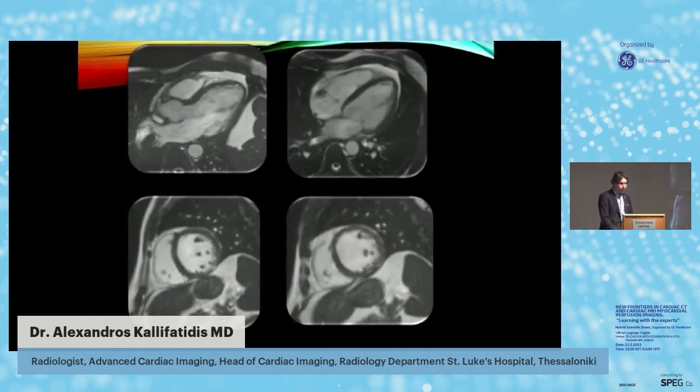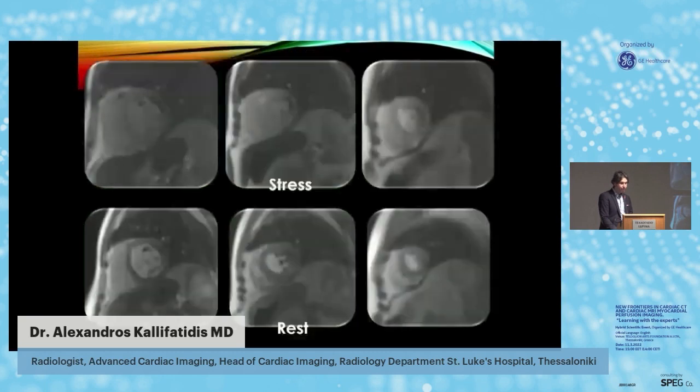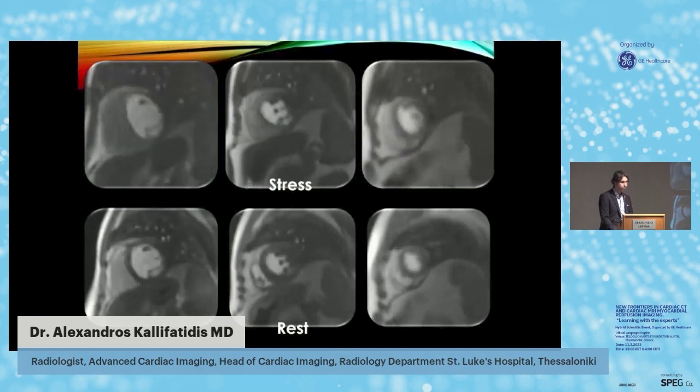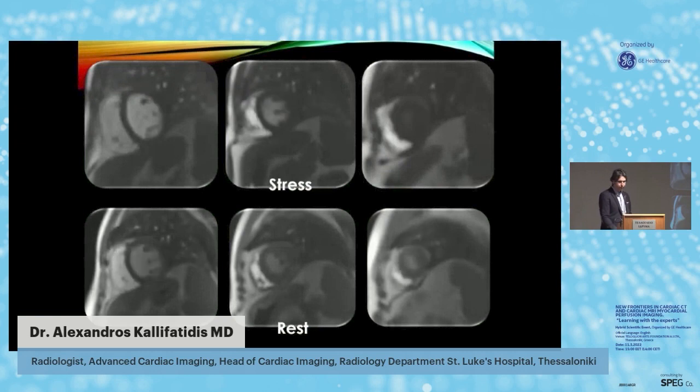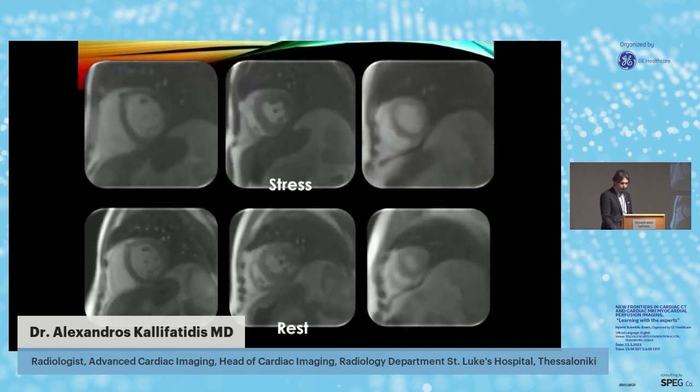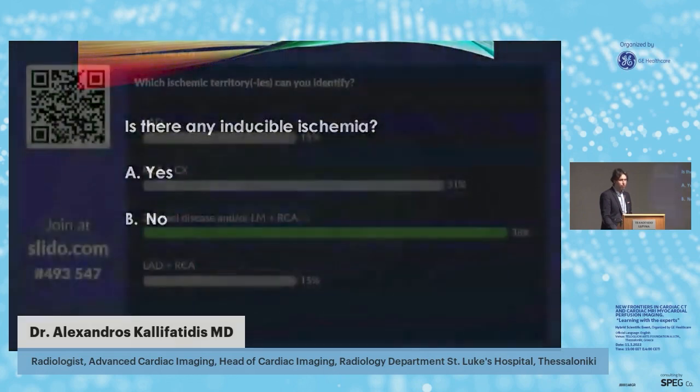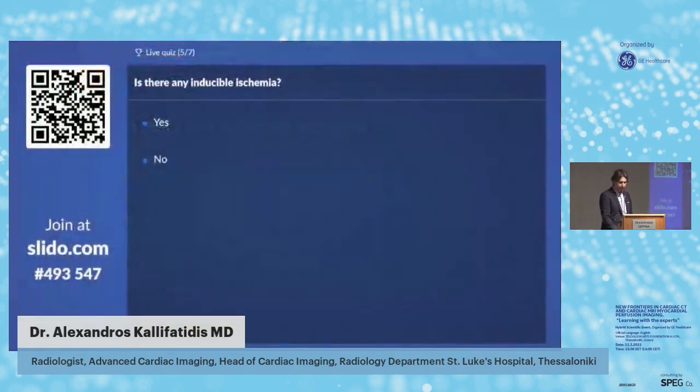We proceeded further with stress and rest perfusion images. In the upper row you can see the stress, and in the lower row the rest perfusion images. And here comes the next question. Is there any inducible ischemia in this case? It's simple, yes or no. You have 50% chance to be correct. If you would like to see the images once again.